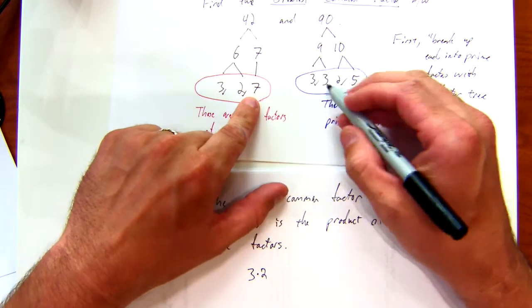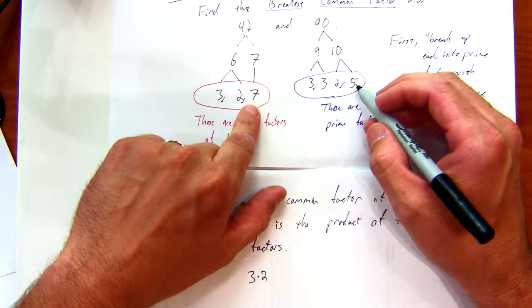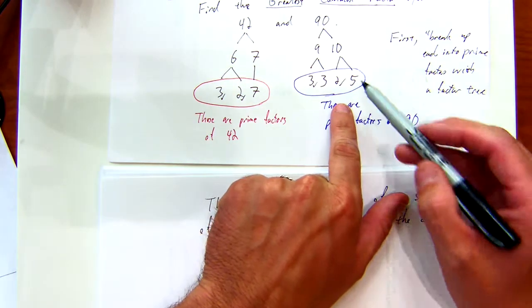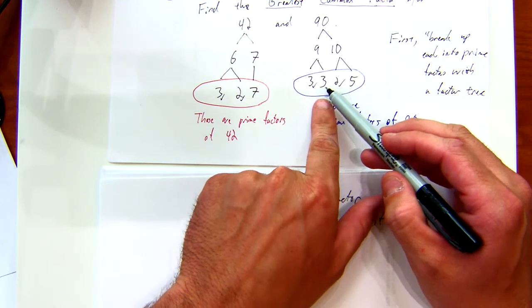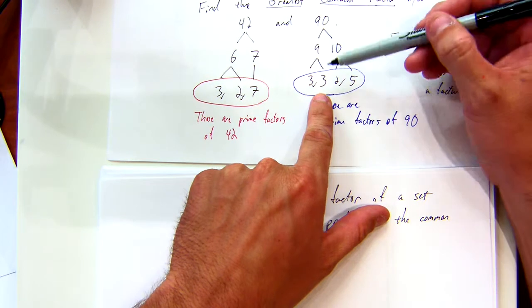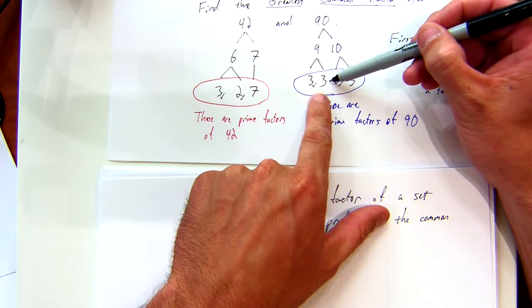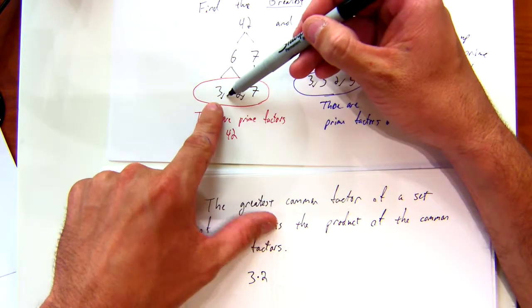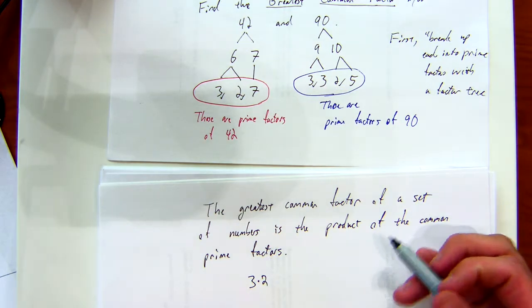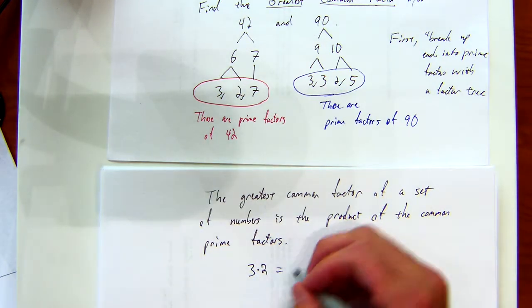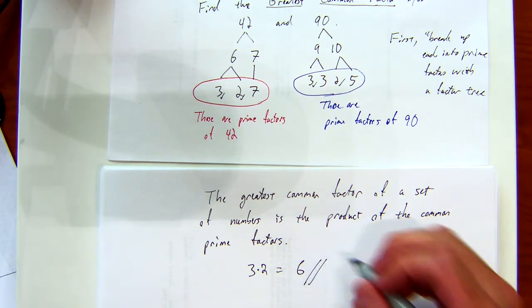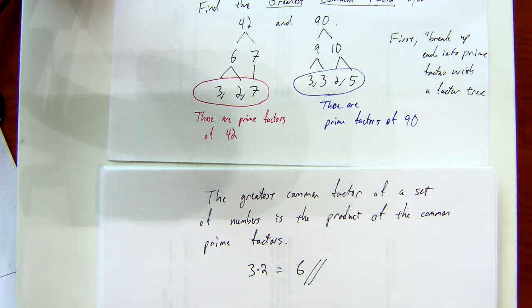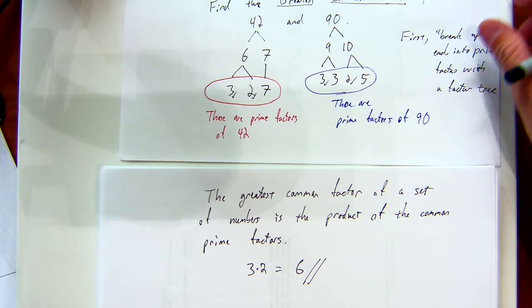We have a 7. Do we have a 7? Nope. Now we go over here and we look. What about this 3? Do I count this 3? No, because 90 has 2 factors of 3, but 42 only has 1, so we only write down 1. And so the greatest common factor between 42 and 90 is 3 times 2, which is 6. Any questions on that?